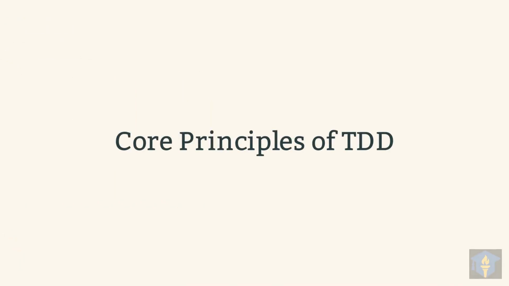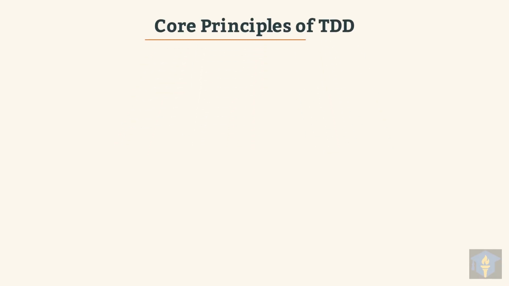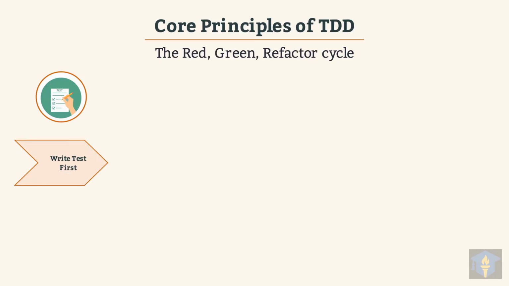Now, let's explore the core principles of test-driven development, a powerful methodology for software creation. At the heart of TDD is the red-green refactor cycle, a systematic approach to building robust software. The first step is to write a failing test, clearly defining the specific requirement or behavior you want to implement. You start by defining a specific requirement or behavior by writing a test before writing any actual code.